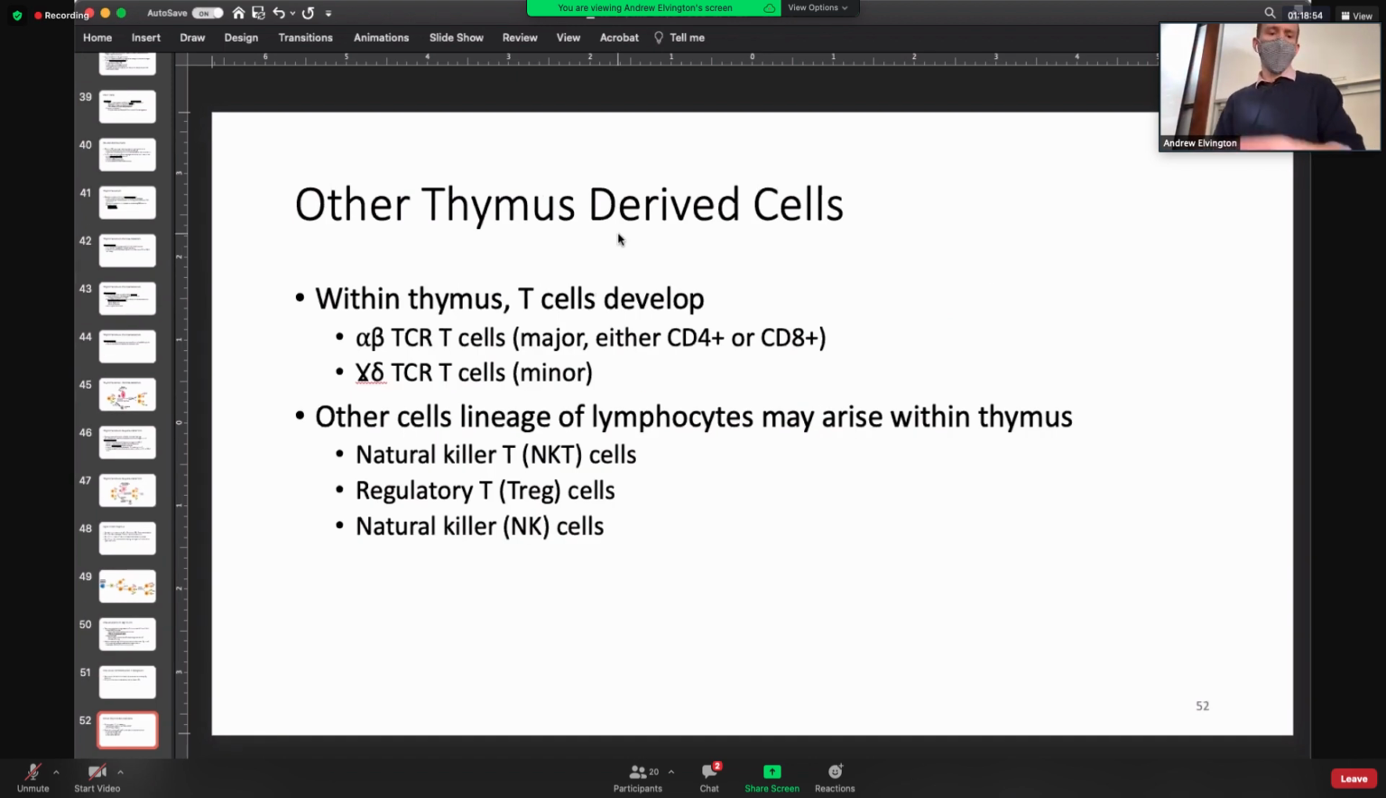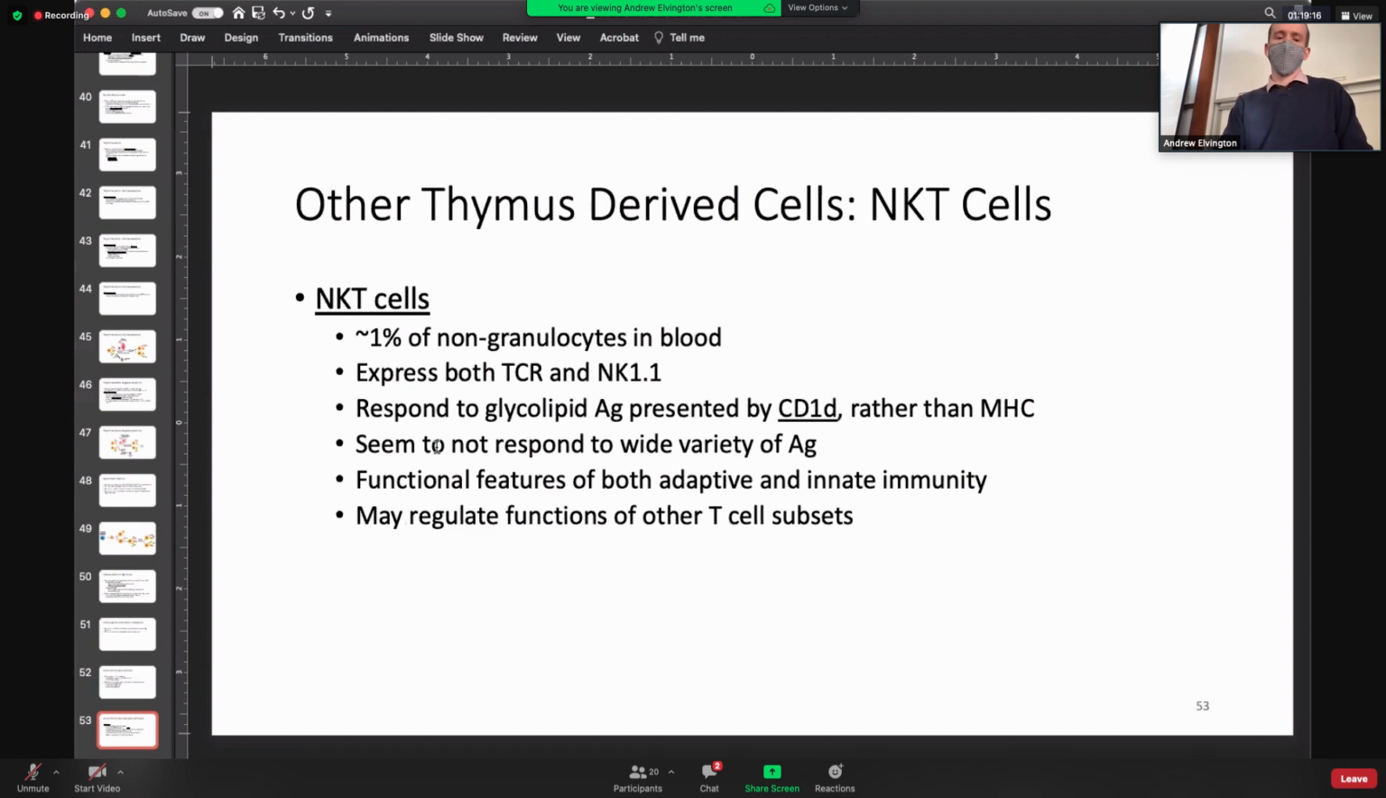Now, what about some other cells in the thymus? Because yes, most of them are T cells, but there are other things that develop in the thymus. The majority are alpha beta T cell receptor T cells, which can either be CD4 or CD8. We also will make a small population of gamma delta T cells. The other ones that might pop up are natural killer T cells or NKTs. These represent about 1% of all non-granulocytes in the blood. So if we were to lump together lymphocytes and monocytes, we only have 1% of all of those cells being these guys.